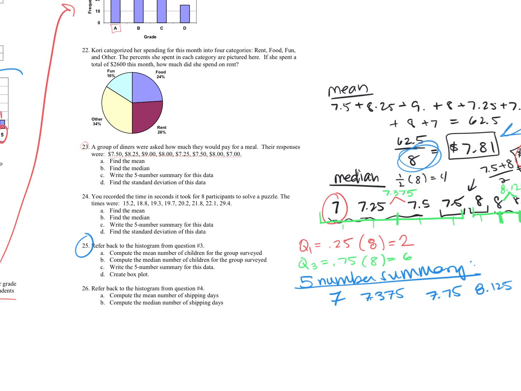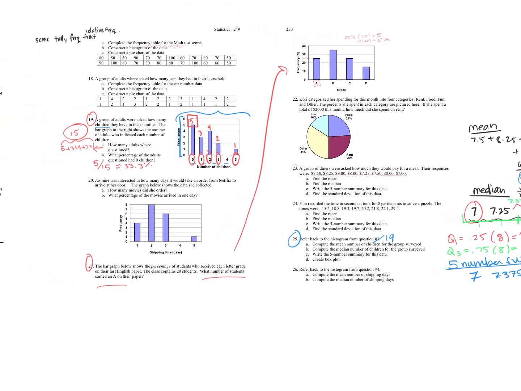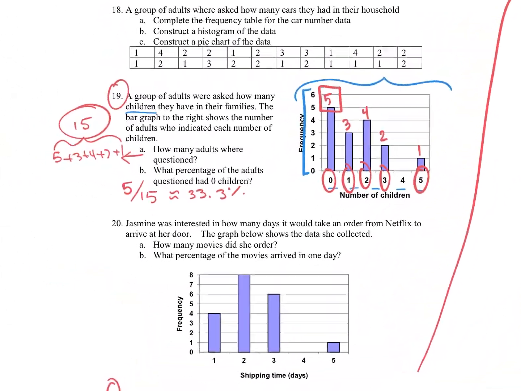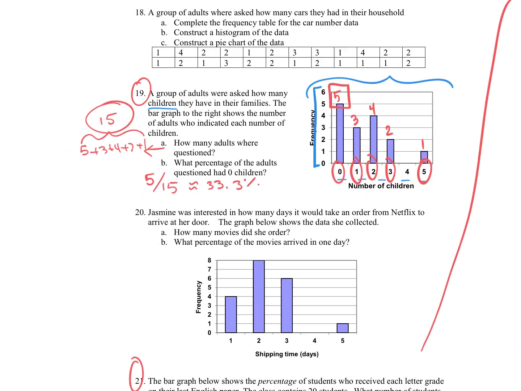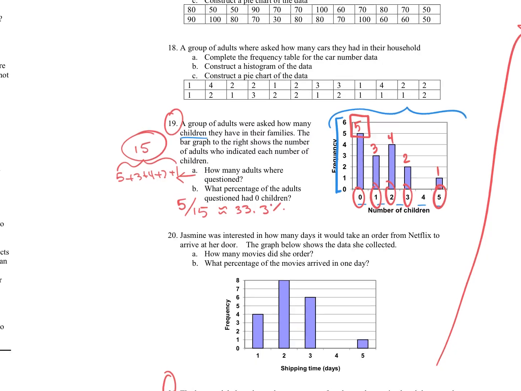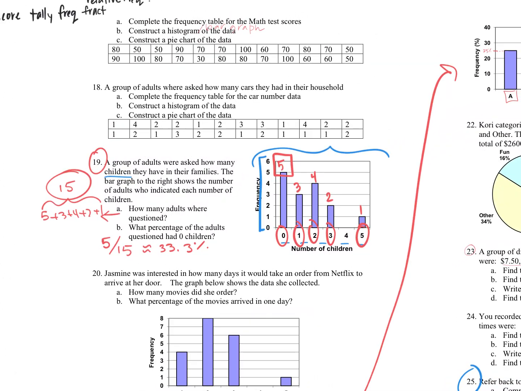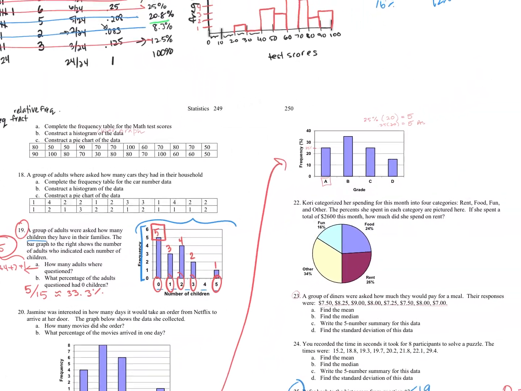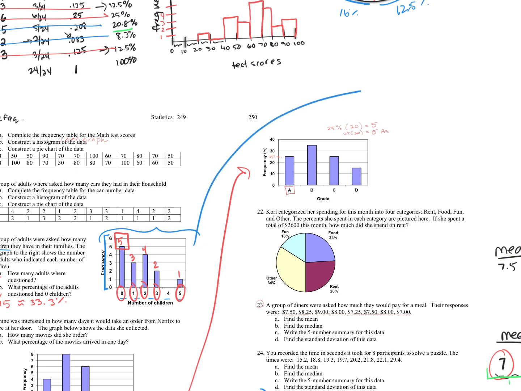All right, for question 25, it wants us to refer back to, it's not question 3, actually 19. So if I go back to 19, that was looking at the people with all of the kids, and it wants us to compute the mean, median, 5-number summary, and also box plot for that amount of data. So we are going to do that, but I'm going to kind of scroll over. I need lots of space in order to do this.